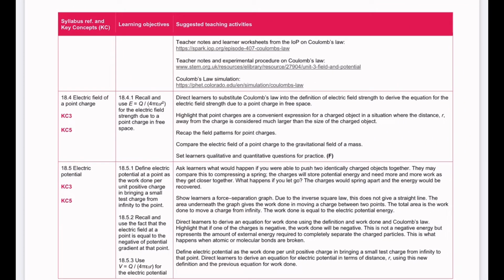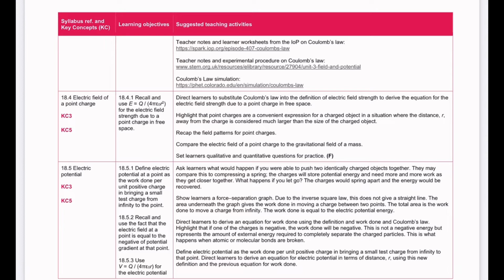Key concept. 18.4. Electric field of a point charge. Learning objectives. 18.4.1. Recall and use E = Q/(4πε₀r²) for the electric field strength due to a point charge in free space. Key concept. Electric potential. Learning objectives. 18.5.1. Define electric potential at a point as the work done per unit positive charge in bringing a small test charge from infinity to the point.